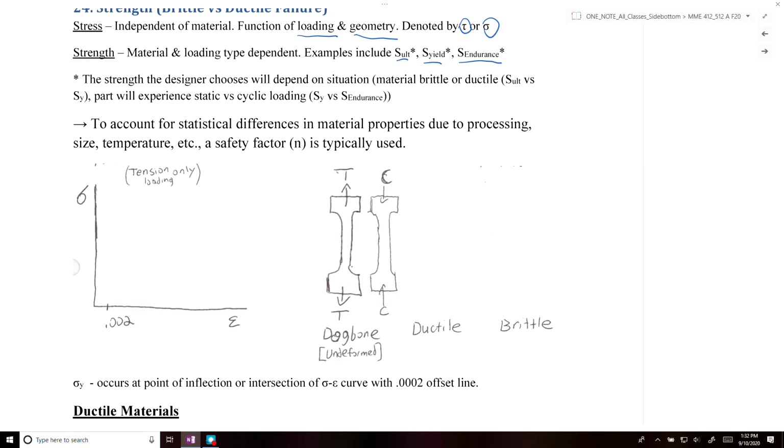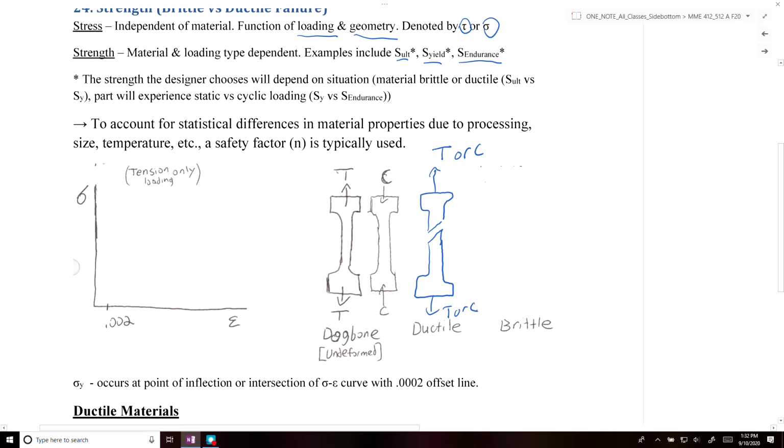In the case of a ductile material, after a certain point, the dog bone specimen will break, and it will typically break at a 45-degree angle relative to the applied force. So this is our tension or compressive force here.